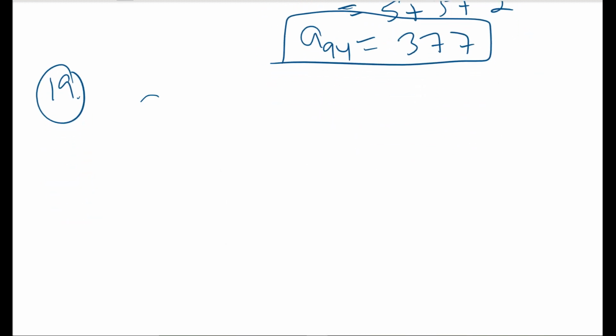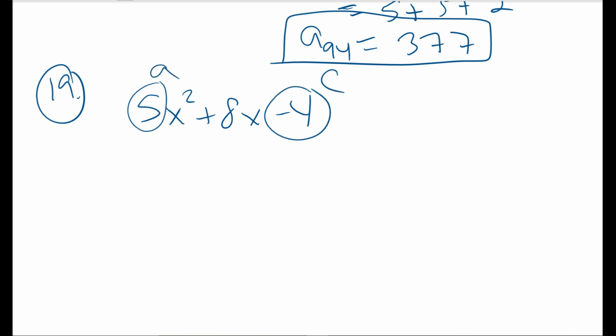Number 19, we have 5x squared plus 8x minus 4. So if we want to factor this, we're going to have to see if we can set up an x table. But you see that there's an a here and a c here. If there's an a that is not invisible, like if a is 2, 3, 4, something that is not 1, then you got to use the AC method. All right, so we got to use the AC method here. So we got to do 5 times negative 4. Well, that's negative 20.